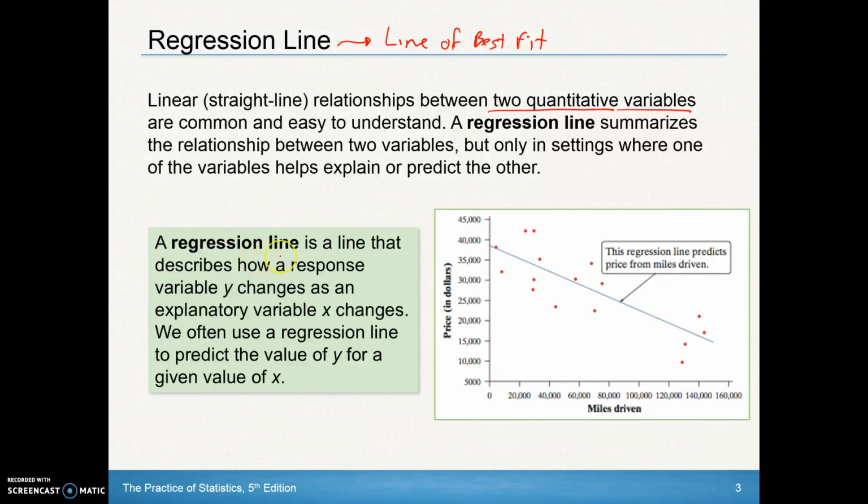So as we say over here, a regression line is a line that describes how a response variable y changes as an explanatory variable x changes. So we often use a regression line to predict the value of y for a given value of x. In the past you've done y equals mx plus b. So we're looking to predict this y based off of what we're putting in for x. For example, over here we're going to look at predicting the price of a truck based on the number of miles driven. That's explaining the price.